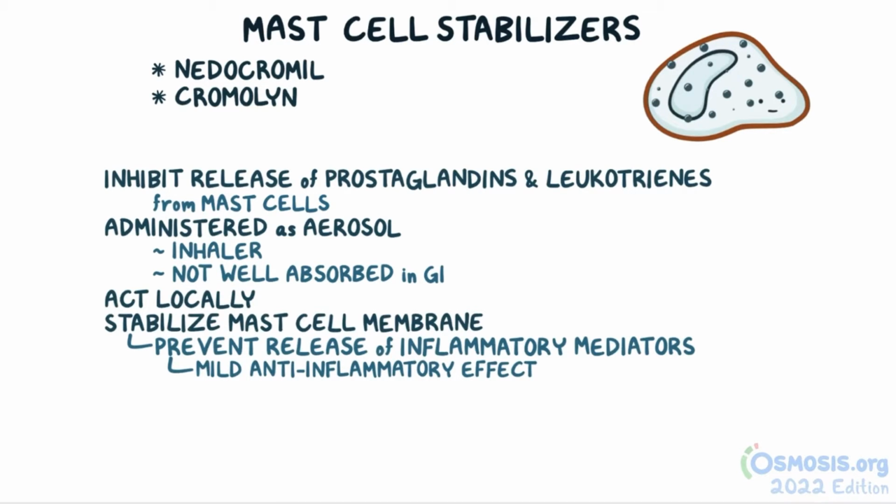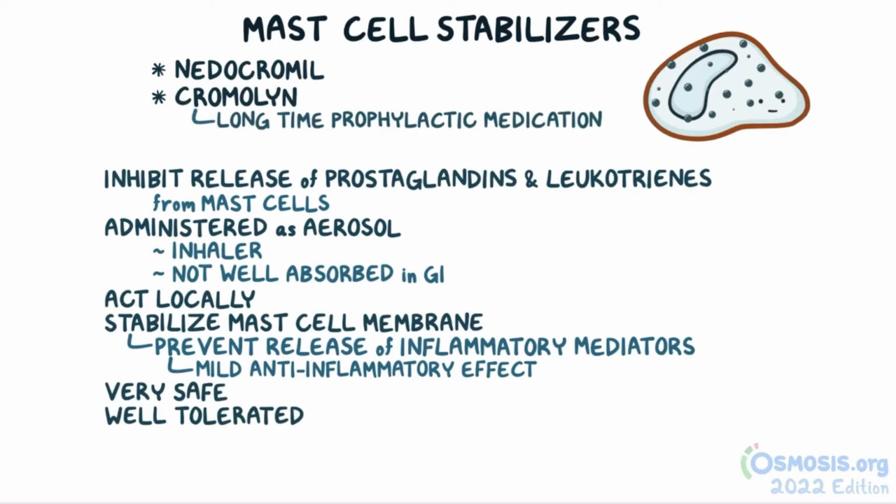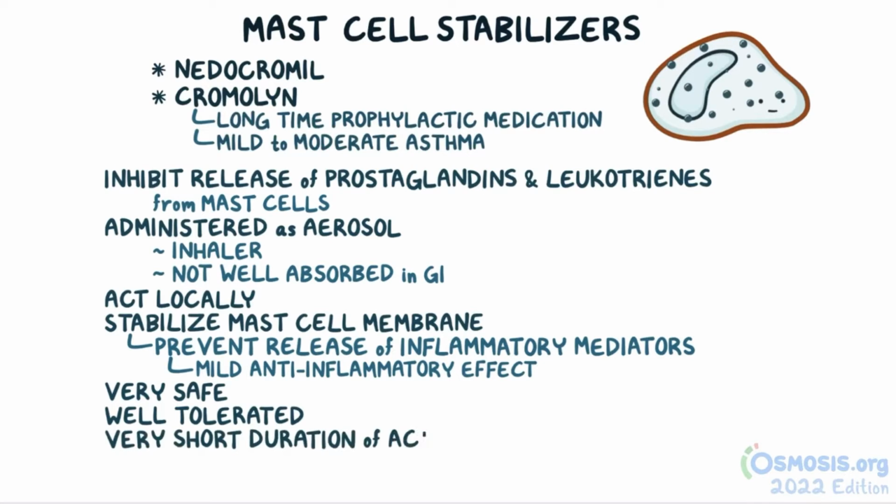Mast cell stabilizers are usually very safe and well tolerated. That's why cromolyn was used as a long-time prophylactic medication for mild to moderate asthma. But, compared to inhaled steroids, mast cell stabilizers have a very short duration of action, which is why they're rarely used nowadays.